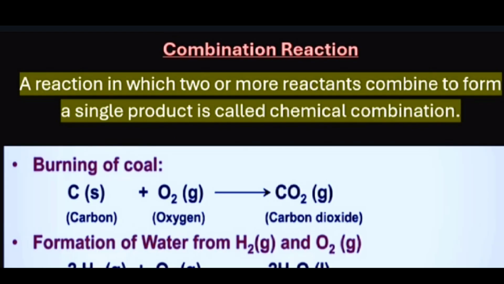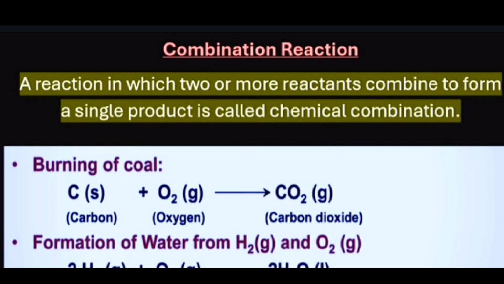Let's talk about combination reaction. Combination reaction is the reaction in which two or more reactants combine to form a single product. That is called a chemical combination or combination reaction. So combination means we know that there are two or more compounds, they're going to fuse and they're going to produce something new. So that is a combination reaction.